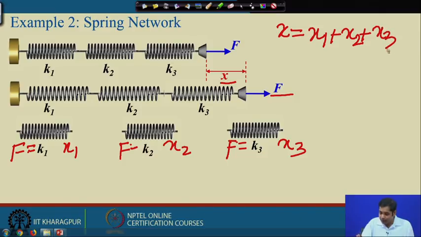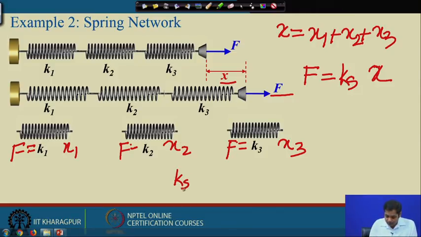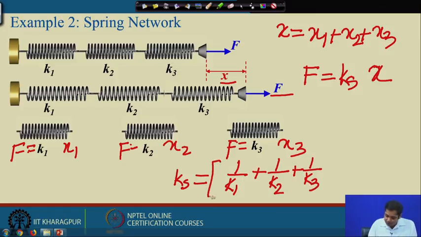If we substitute that, and for this spring system we have to find a relation between F and X, we have that F is equal to Ks into X, where Ks is the effective or the resultant stiffness of the spring system, and Ks is related to K1, K2, K3 as this: 1 by Ks is equal to 1 by K1 plus 1 by K2 plus 1 by K3. Again, please note an inverse, right.